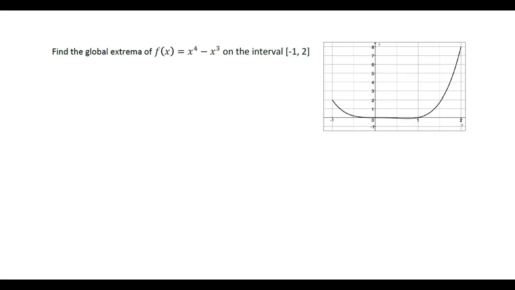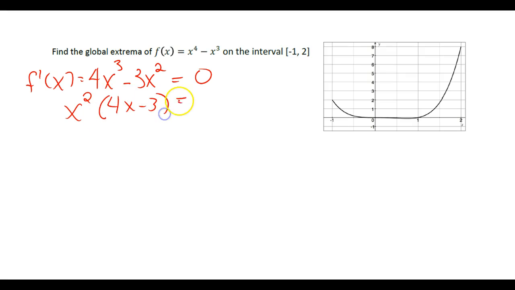So let's try one. It says find the global extrema for this particular function. So the first derivative is going to help me find my critical points. So f prime of x is 4x to the third minus 3x squared. Let's set that equal to 0. If I pull out an x squared, I have 4x minus 3 equals 0. Set these equal to 0, and I get x equals 0, or x equals 3 over 4.